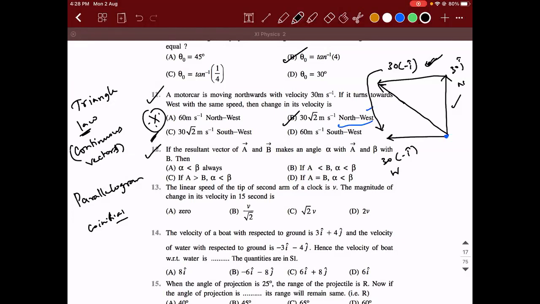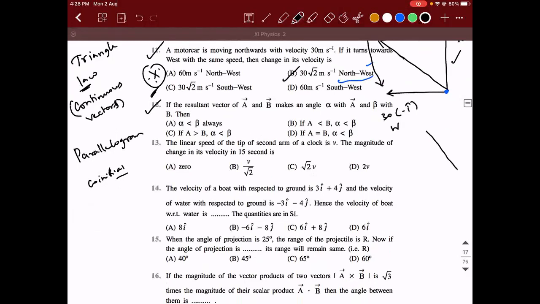So if the resultant of vector A bar and B bar makes an angle alpha with A vector and beta with B vector. So there are two vectors, A vector and B vector, and the resultant of this makes an angle alpha with A vector and beta with B vector. Now they are asking, in the first option, whether alpha is going to be less than beta.